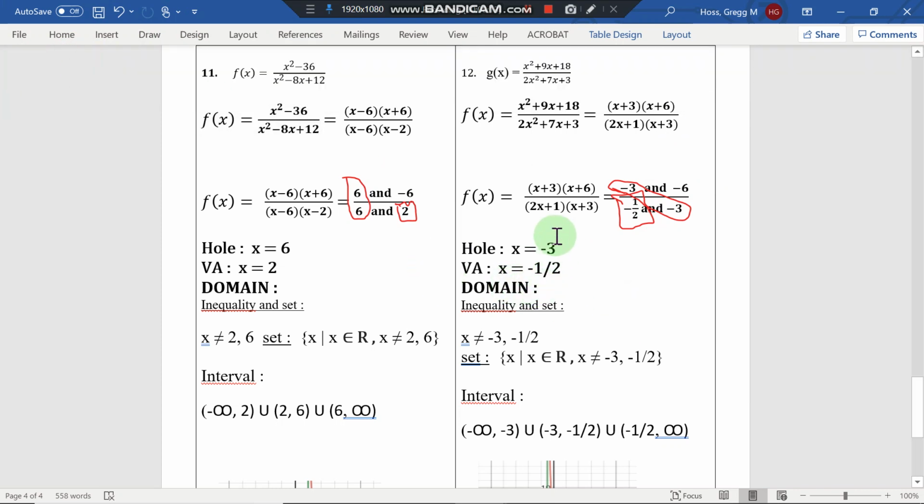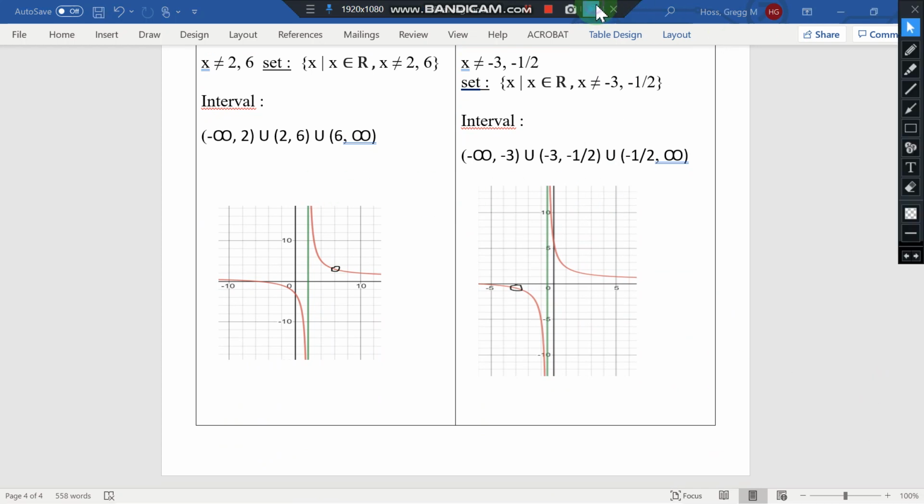So negative 3 and negative 1/2 are excluded. Remember, when we write domain, it's always least to greatest. So negative 3 is less than negative 1/2. Again, if you want to go to the graph and do a little drawing, you can draw a line through the x-axis at your discontinuities. Here's one at negative 3. Here's one at negative 1/2. And so you can see that the domain goes from left to right from negative infinity to negative 3, then from negative 3 to negative 1/2, then from negative 1/2 to positive infinity.